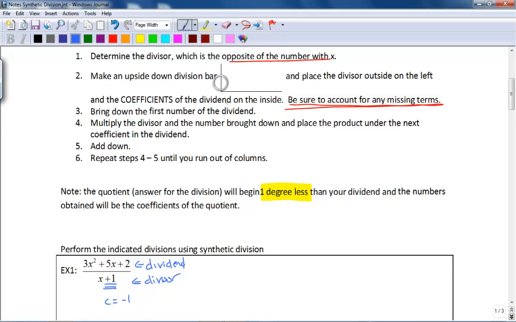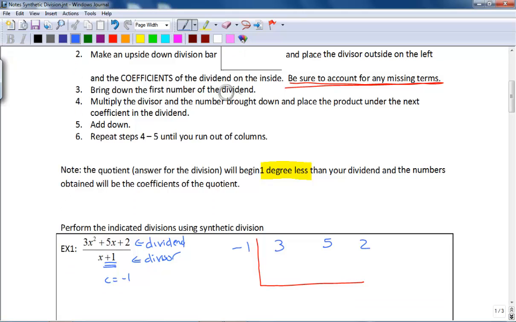Then it says to make this upside down division bar and place the divisor on the left, on the outside. So I'm making an upside down division bar, and I place the negative 1 on the left, on the outside. Then it says to place the coefficients of the dividend on the inside. Make sure to account for any missing terms. So squared, first power, constant term, there's nothing missing. So let's place those coefficients on the inside top row, which is 3, 5, and 2. Again, just the coefficients, not the x's. Then it says bring down the first number in the dividend. So we bring down our first number.